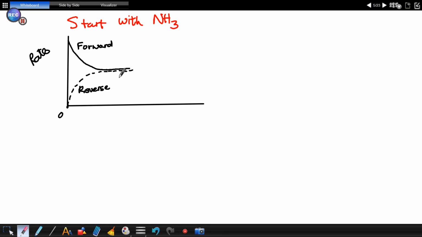Now, I want to look at the rate graph when we introduce more ammonia into the system. Ma'am, could we go back to this line? Adding ammonia will speed up the forward reaction. So do we see that?